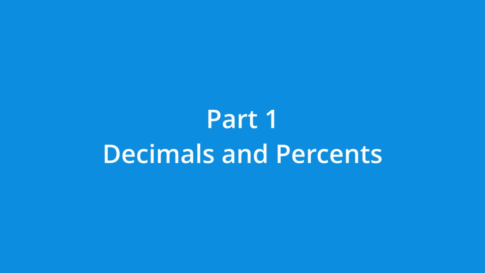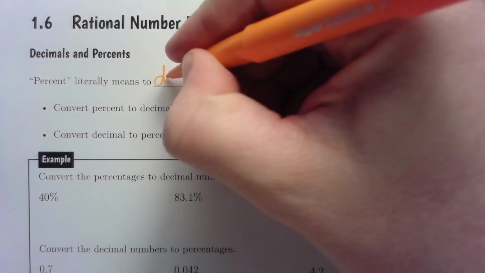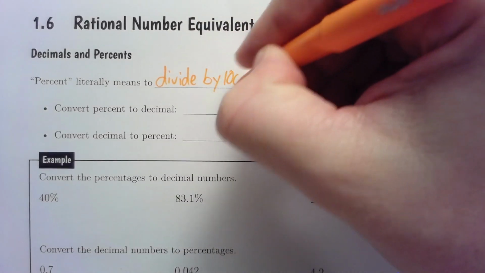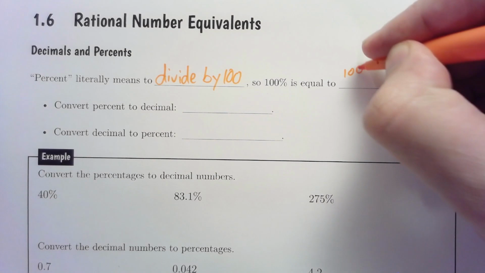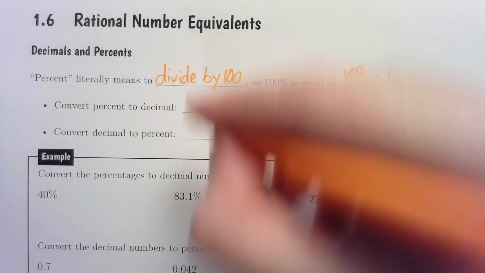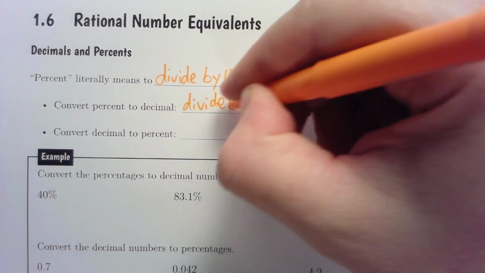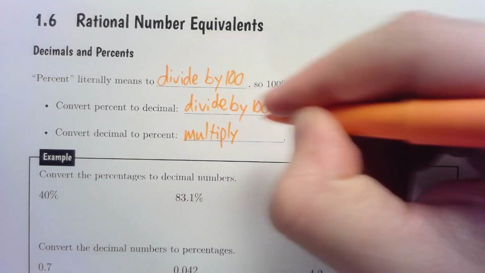Firstly, we'll look at decimals and percents. Percent literally means to divide by 100, or parts out of 100. So 100% is equal to 100 divided by 100, which is 1. In general, this means we can convert from percent to decimal by dividing by 100, and we can convert from a decimal to a percent by multiplying by 100.